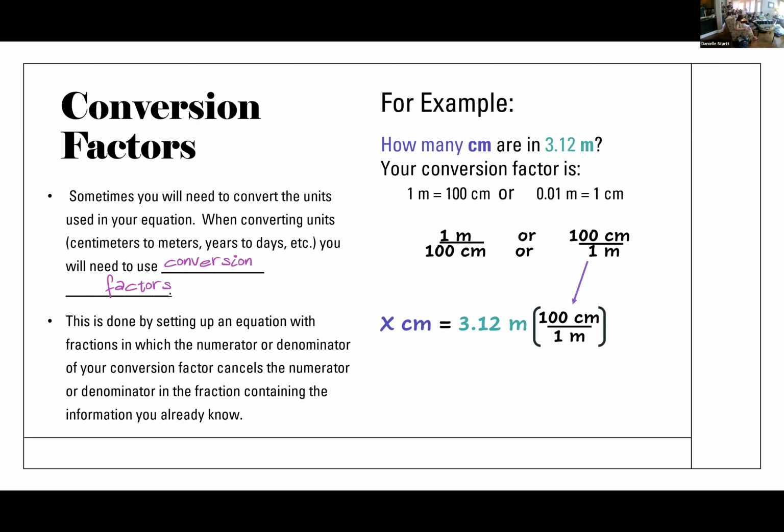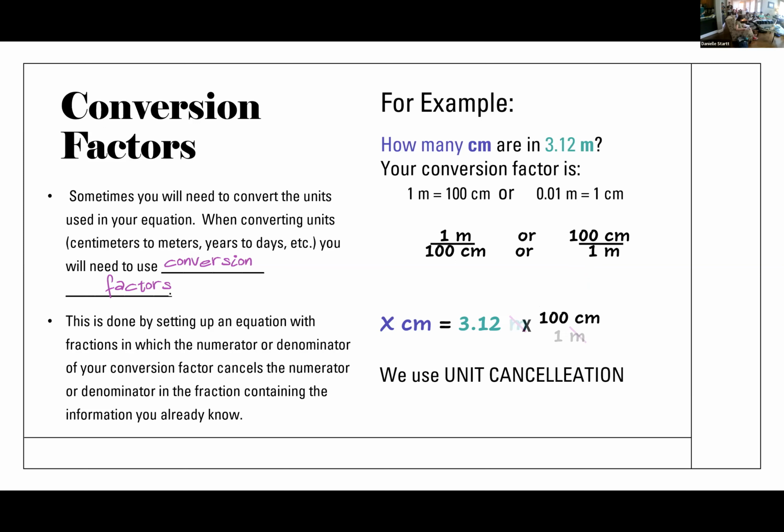So this is the one we want to use because what we're trying to do is get centimeters on the top and get rid of meters. The way to get rid of meters is to put meters on the bottom. So you want 100 centimeters over 1 meter. That's basically the same thing, right? 100 centimeters is a meter. So that's 1, really. All you're going to do here is multiply by 1, but you're going to cancel out the meters. So we're using unit cancellation, okay?